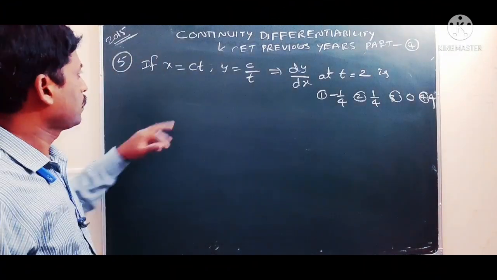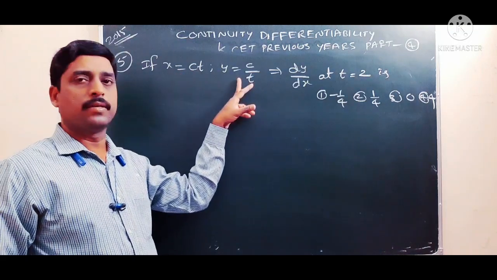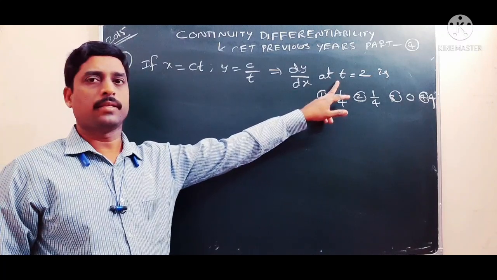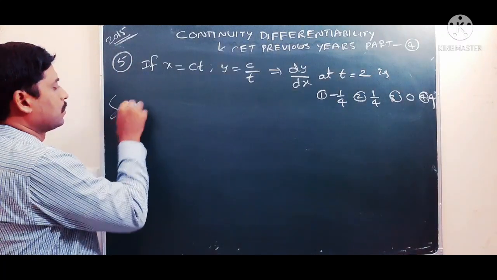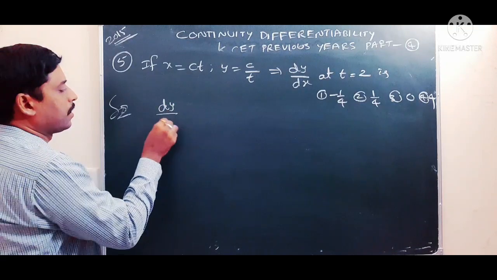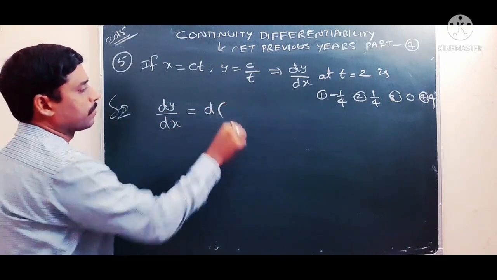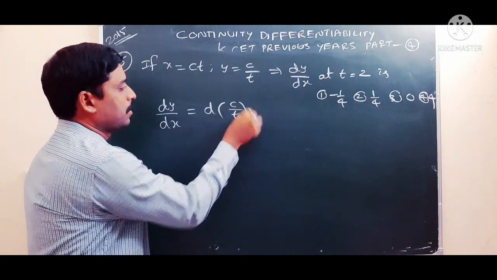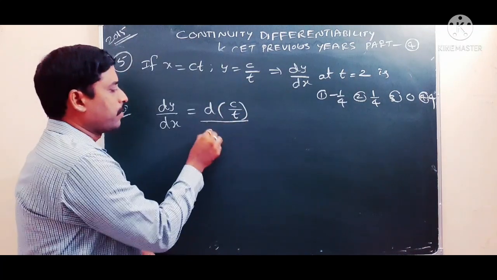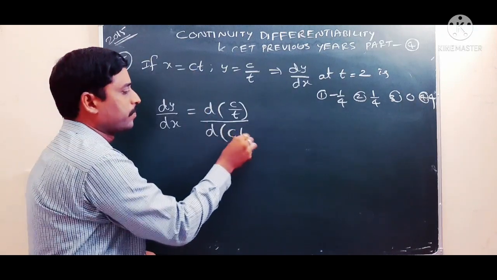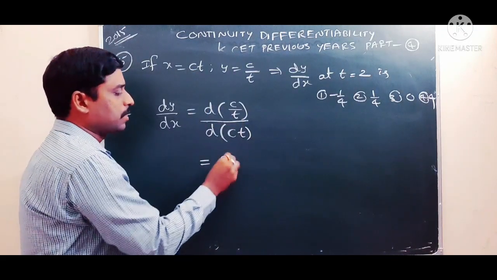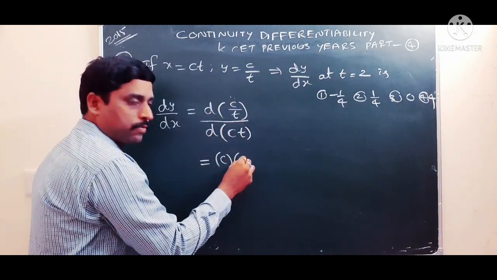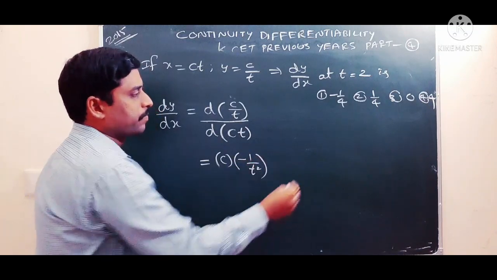This is from 2015. X is equal to ct, y is equal to c by t. Then we have to find dy by dx at t is equal to 2. So dy by dx is equal to derivative of the y function, c by t, divided by derivative of the x function, ct. So c is constant, so derivative of 1 by t, we have minus 1 by t square.